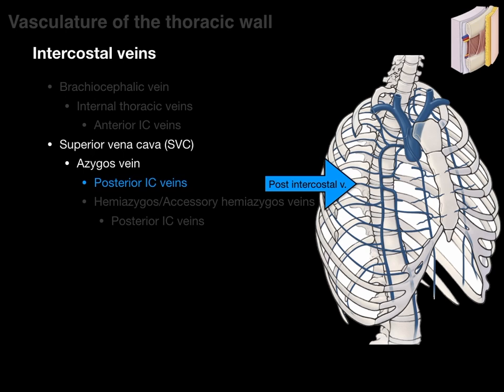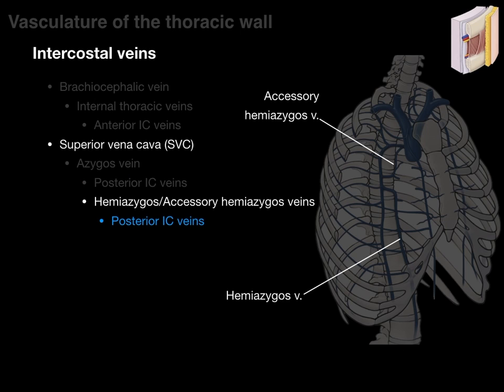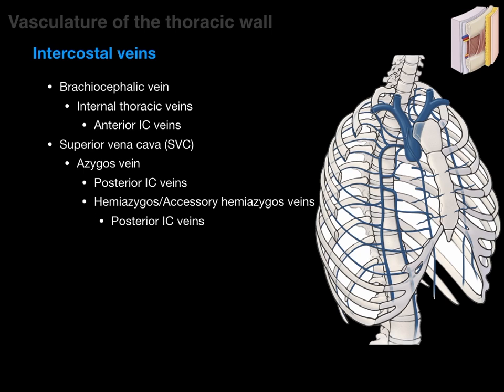Now, the posterior intercostal veins also appear at each segmental level, and their blood is draining towards the heart, but the right and left side of the thoracic cavity are different. On the right side, posterior intercostal veins drain into the azygos vein, which ascends and dumps into the superior vena cava. Whereas on the left side, posterior intercostal veins drain into the accessory hemiazygos and hemiazygos veins, which both dump into the azygos vein, which dumps into the superior vena cava.